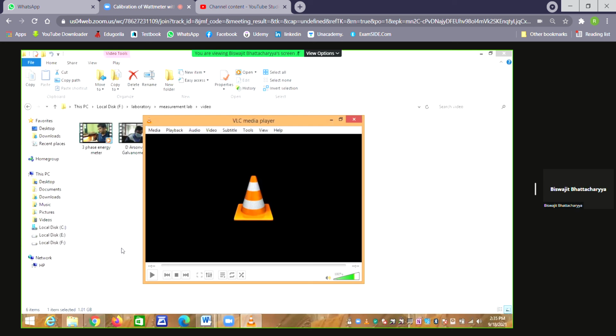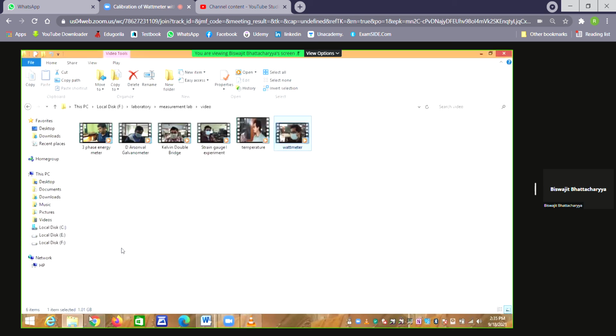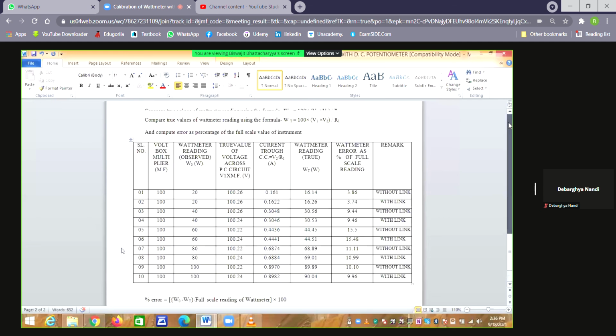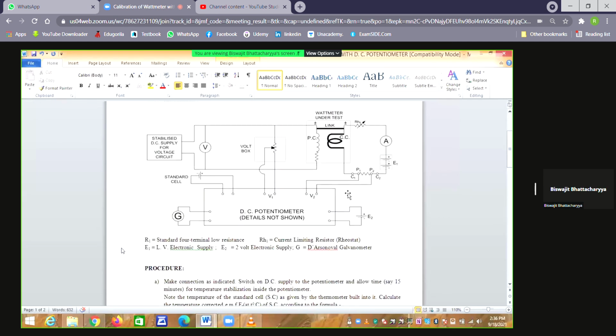Just I have one question to conclude. Just I want to show you for 1 minute here. See the circuit. So this part, see the low resistance. It has 4 terminals, P1, P2. These are called potential terminals or voltage terminals. And C1, C2, these are called current terminals. So for a low resistance, there are always 4 terminals.